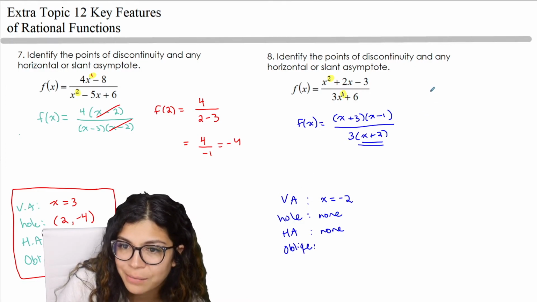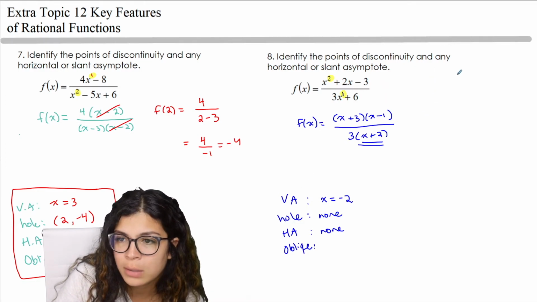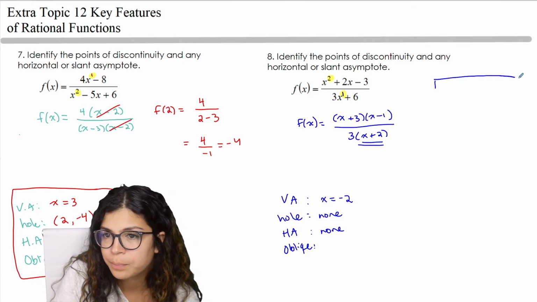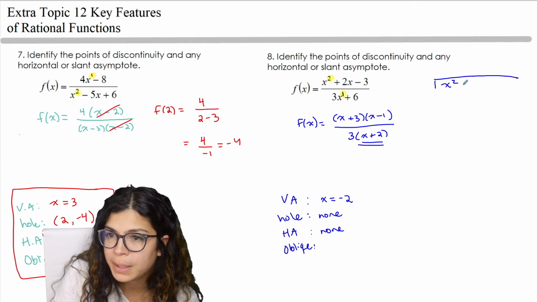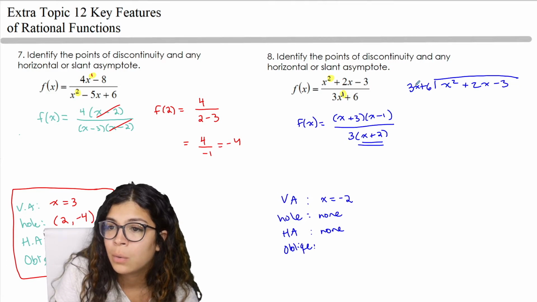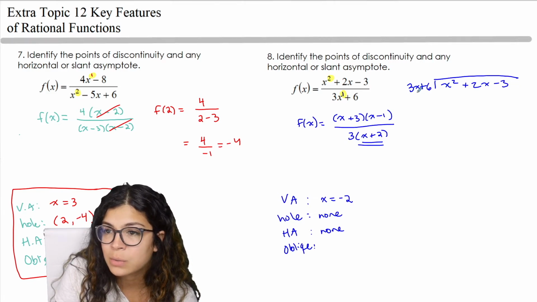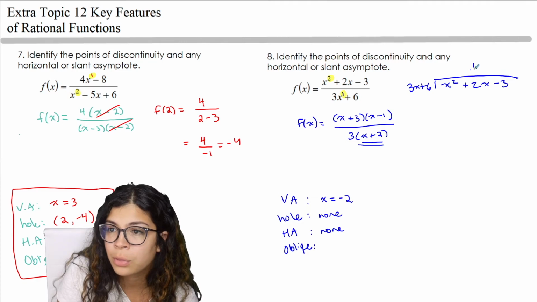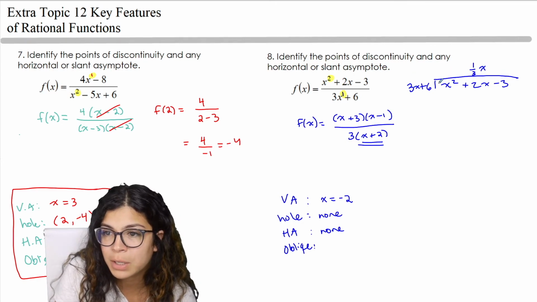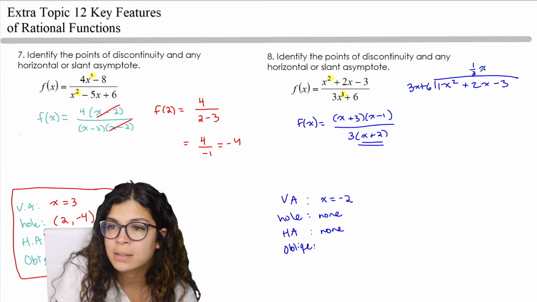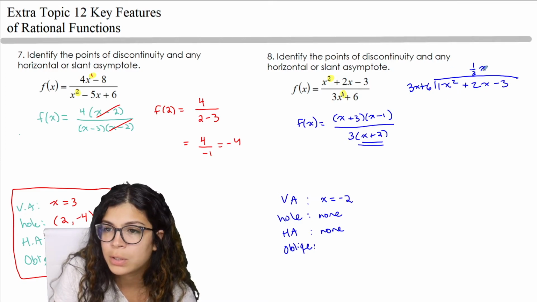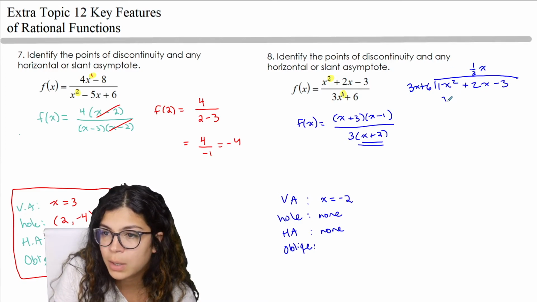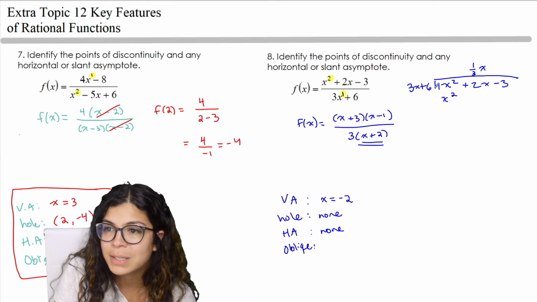We're going to do that by dividing, and the coefficient is not 1, so I'm just going to use long division. So I have x squared plus 2x minus 3, and I'm dividing that by 3x plus 6. Now, what times 3x would give me x squared? 1/3 x. 1/3 times 3 would give me the coefficient of 1, and then x times x would give me x squared. So 1/3 x times 3x would give me 1x squared. 1/3 x times 6 would give me positive 2x.